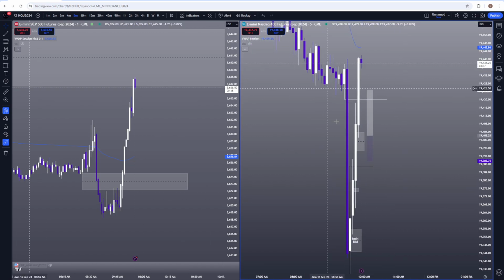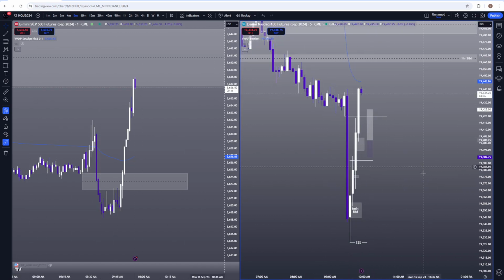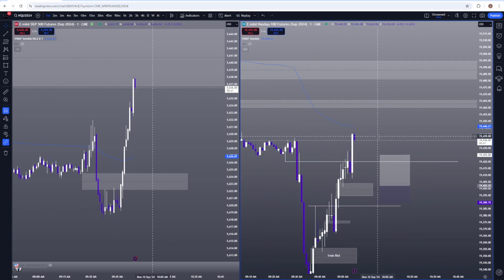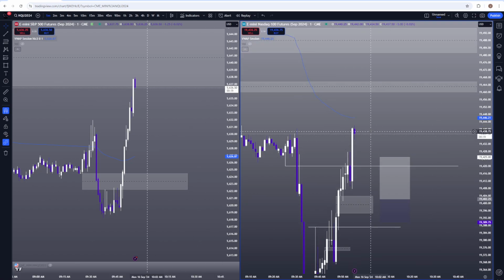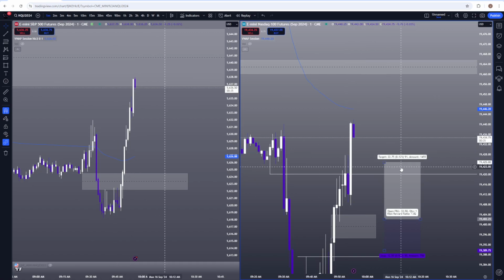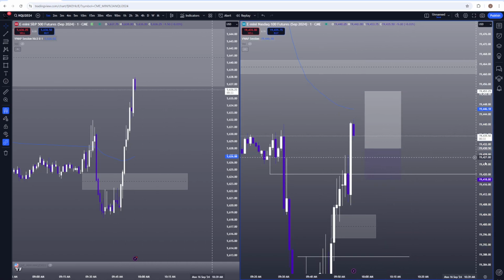So we got our complete fake out to the downside. This is what we expected. Come down and grab that hourly external low, just like we talked about. Now we're seeing our reversal, and now we need to see a 1 minute bullish fair value gap, good structure form for us to jump into a long position.